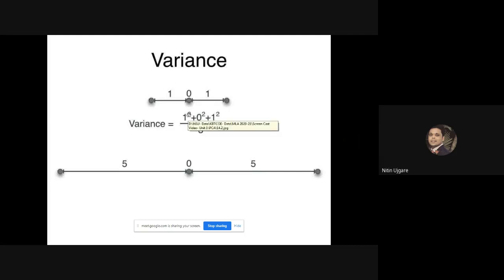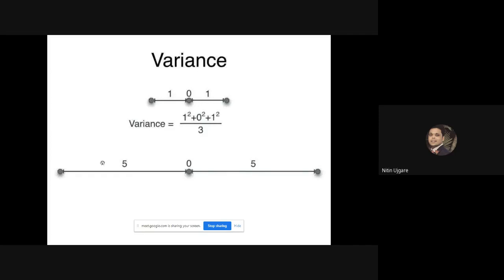Now why did we take the square here? The reason is that anything on the left side of 0, we consider as a negative entity, right? But remember, my friends, in machine learning, in physical phenomena, we do not have negative instances. So to make it positive, we just take a square. So minus 1 square becomes 1, plus this point is the mean itself, so it has the distance 0 from the mean. So 0 square plus this point is at the distance positive 1, so 1 square. So 2 by 3 gives me the variance of this set of points.